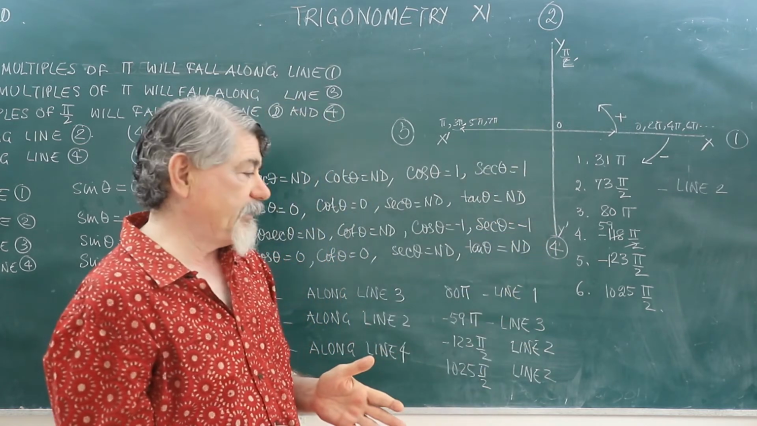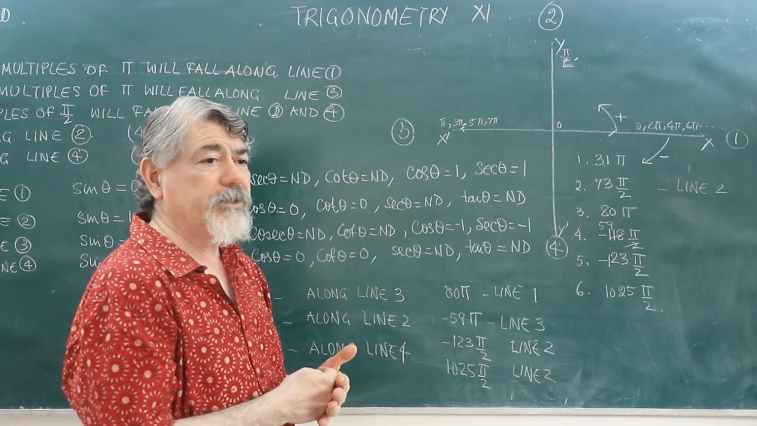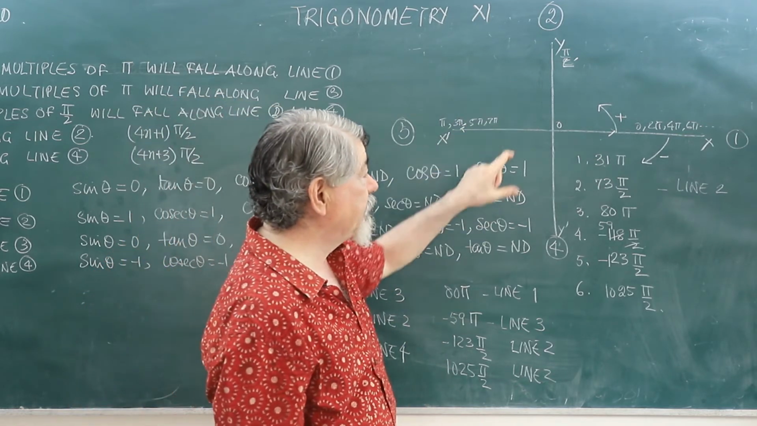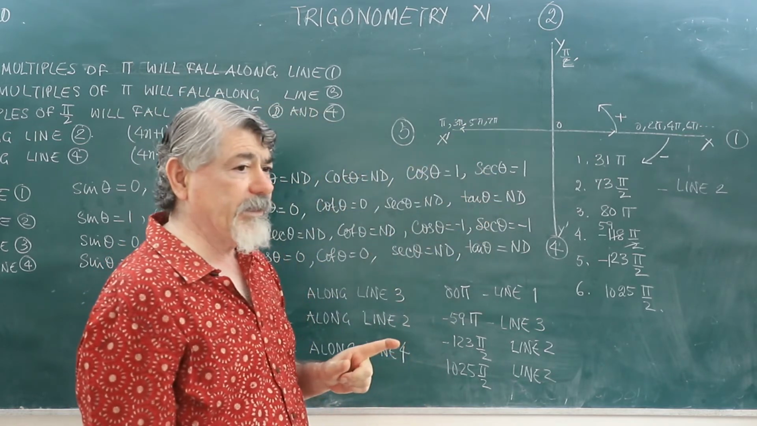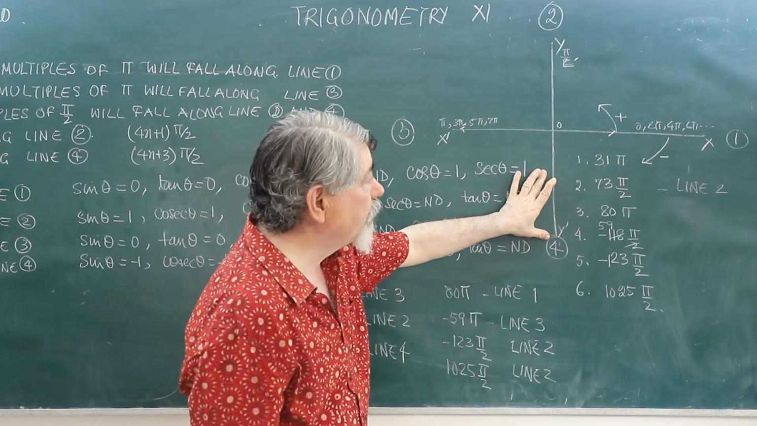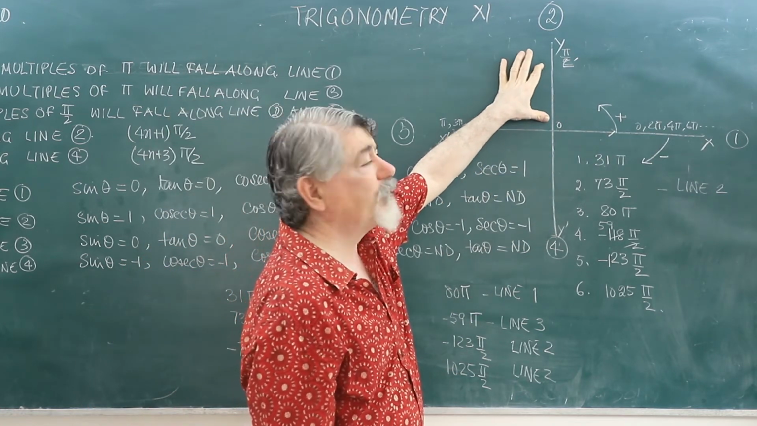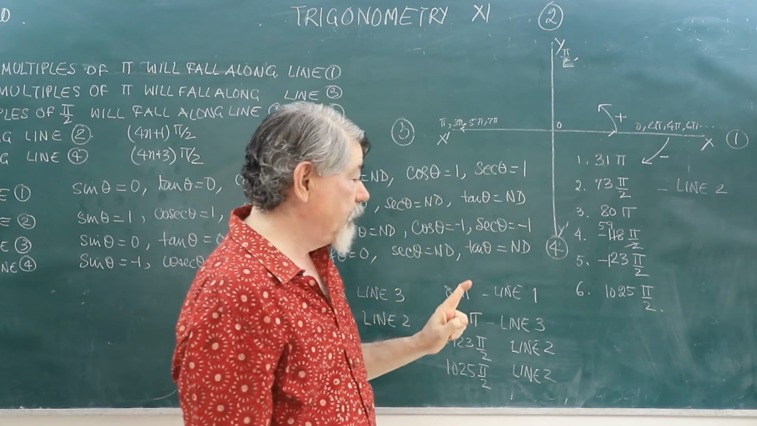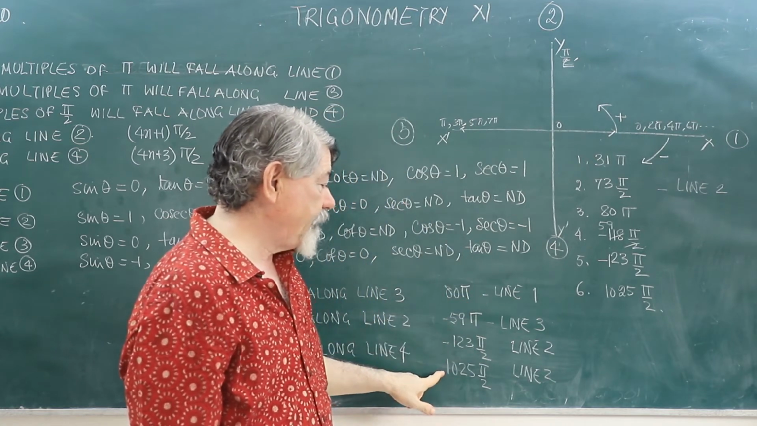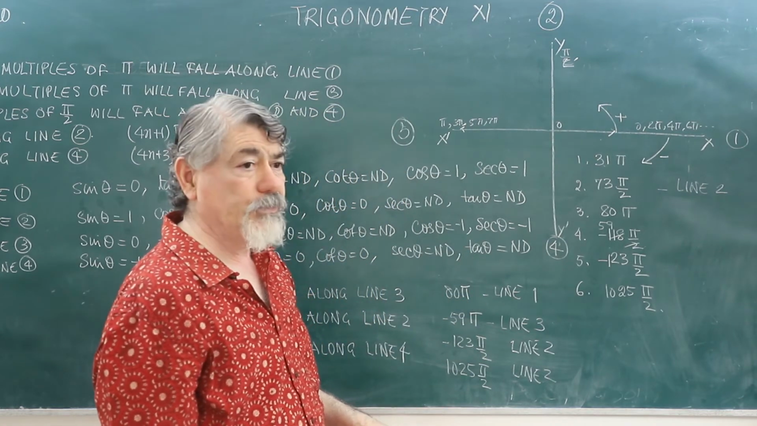And if negative is there, then the things will change. If negative is there, when 1 remainder comes, it will fall along line 4. When 3 remainder comes, it will fall along line 2. This is if it is negative with pi by 2.